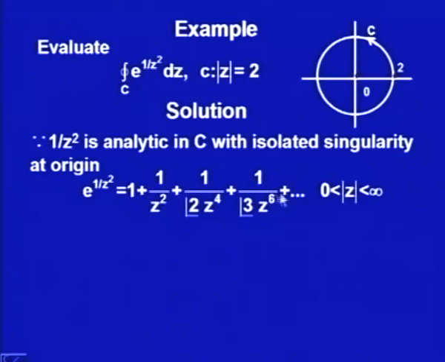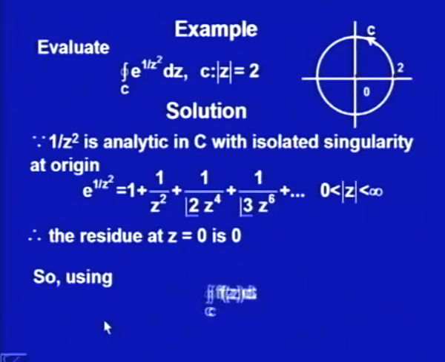From here, if you see, what is the residue? Residue should be the coefficient of 1 upon z, that is 0 here, because I do not have any term of 1 upon z. That says this integral would be 0.